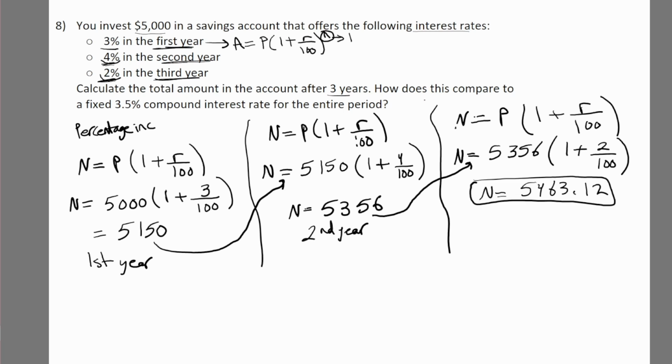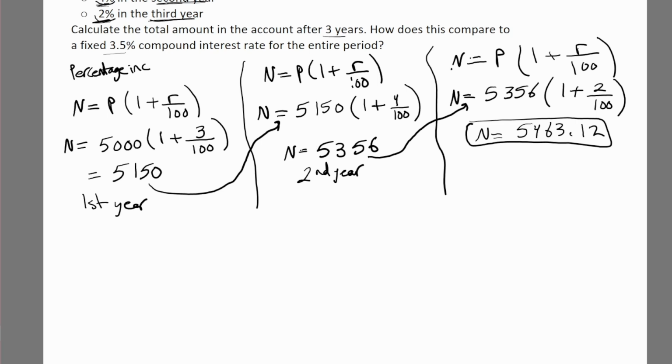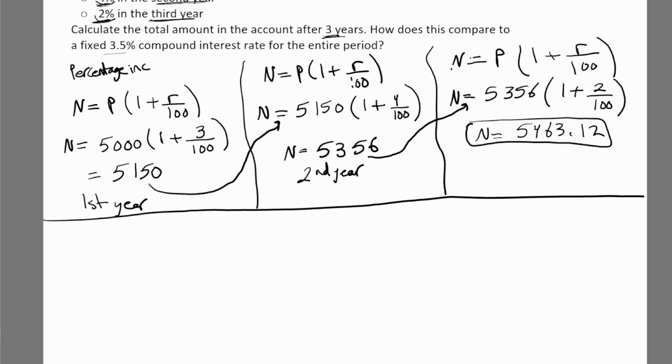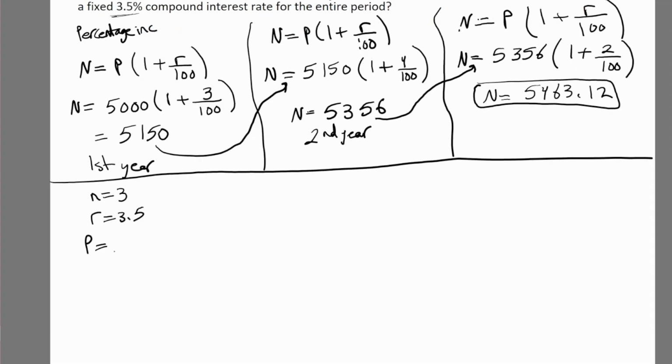Now, we're being asked, how does this compare to a fixed 3.5% compound interest for the entire period? If you want to know how this compares, we're going to find the amount I would have if I invested for 3 years. So n is equal to 3, compound interest at a rate of 3.5, so r is equal to 3.5. And the principal amount I'm investing is stated at the beginning of the question, which is 5,000. Okay, so let's see what compound interest at this rate will give me.